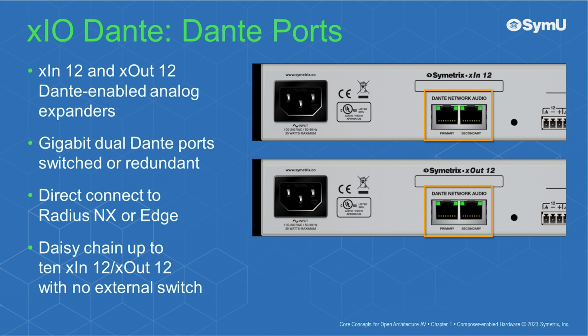XN12 and XOUT12 Dante-enabled analog expanders have gigabit dual Dante ports which can be used in switched or redundant modes and connect directly to Radius NX and Edge DSPs. XN12 and XOUT12 can be daisy-chained using up to 10 units with no external network switch.